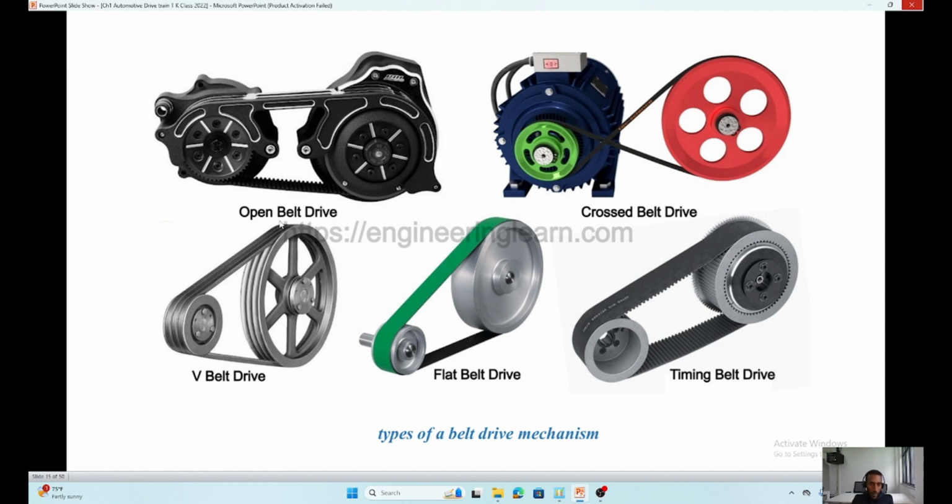Look at the different types of belt arrangement. For example, this one is the open drive belt, and the cross drive belt, used when we need the opposite direction of rotation in the driven member, V belt drive, flat belt drive, and timing belt drive. So these are the different types of belt drive arrangements we can observe.